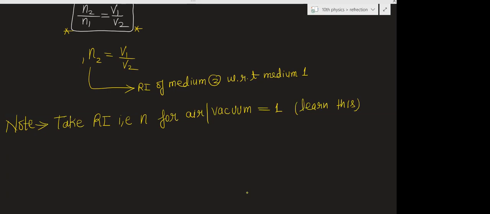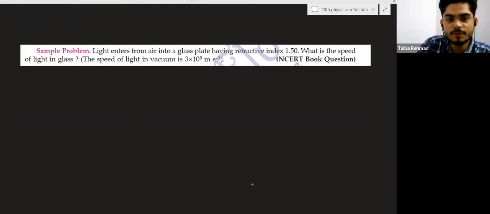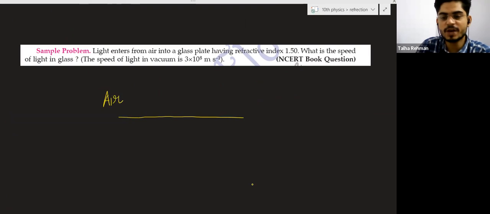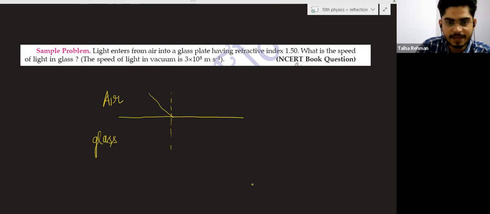Okay, sir. So now we will solve this question. Light enters from air into glass. Suppose here is air. I am just drawing the rough figure. Air and here is glass. Suppose this is the normal and light is entering like this and going like this.